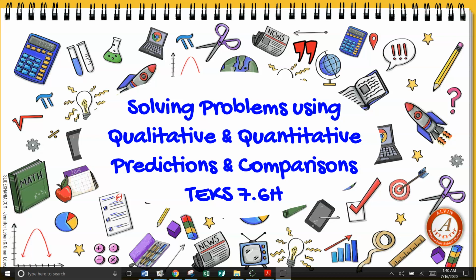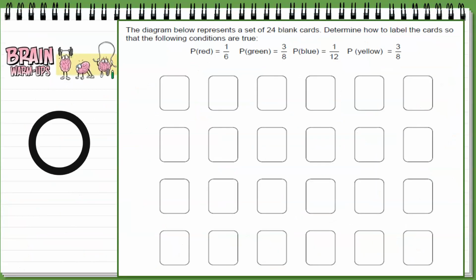The standard is 7.6H. To get us started, we're going to do a brain warm-up. Go ahead and pause the video and try to solve this problem. Hopefully you have paused the video and attempted this problem by yourself. Now let's look at some ways that this could be solved.